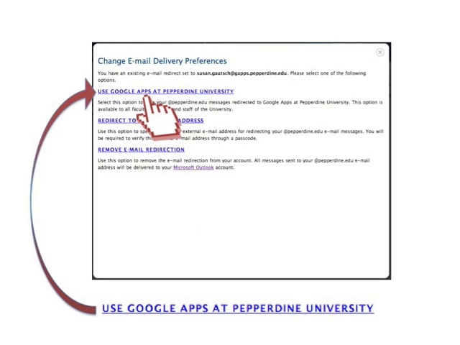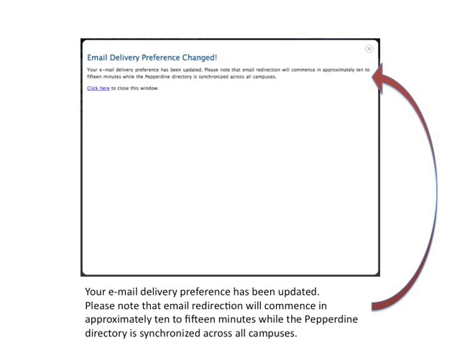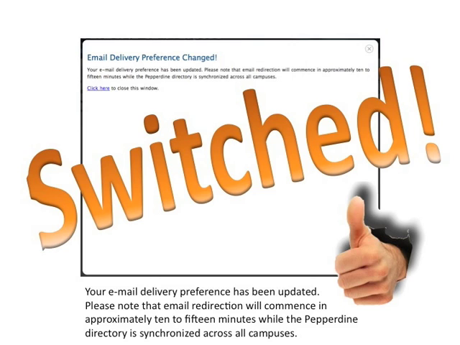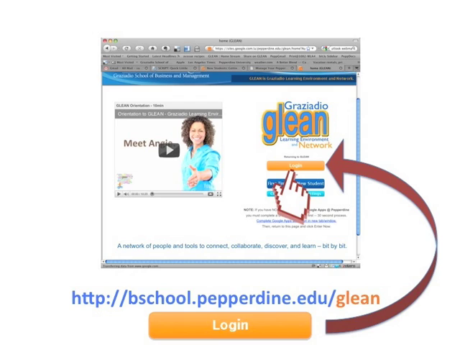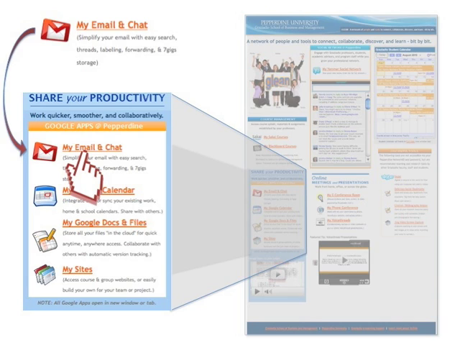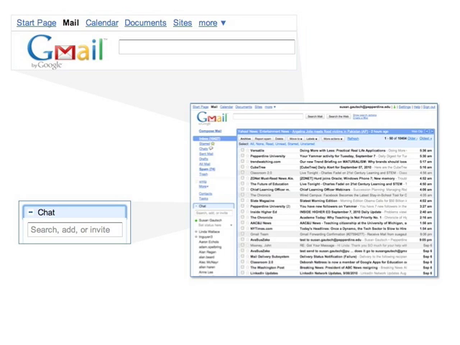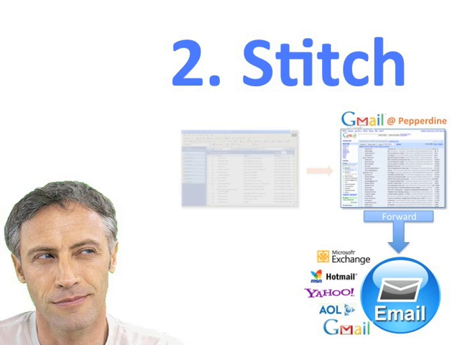Click on the link that says Use Google Apps at Pepperdine University. You'll get confirmation that your email preference has been updated. It may take 10 or 15 minutes, though, to synchronize across all campuses. Then, you've successfully switched. If you want to stop there and from this point forward use Pepperdine's Gmail, then just log into Glean and select My Email and Chat and you're good to go. Recall, from there you have direct access to your Google Calendar, Docs, Sites, as well as the text and video chat feature right within Gmail.